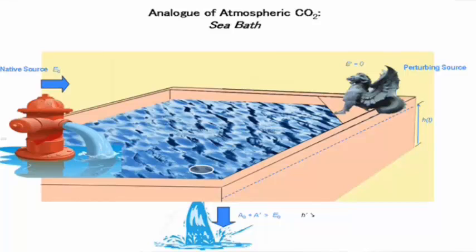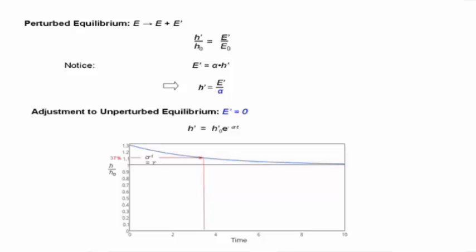Under these conditions, the conservation law for the perturbation reduces to the rate of change of height is proportional to the instantaneous height. Hence, the perturbation of height decays exponentially at rate alpha, restoring height to the unperturbed equilibrium. After one absorption time, the perturbation has decreased to 37% of its initial value. Notice, the response to perturbation reveals what cannot be measured directly: the absorption time, how fast water is removed from the bath.